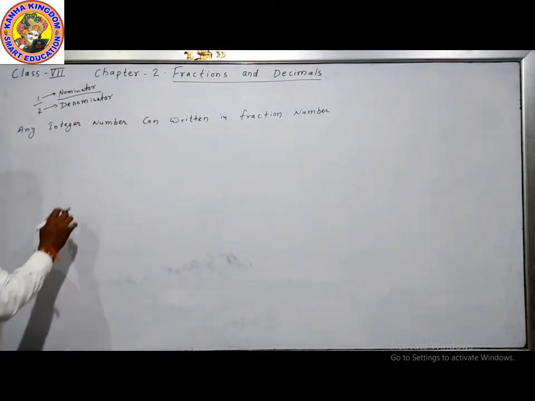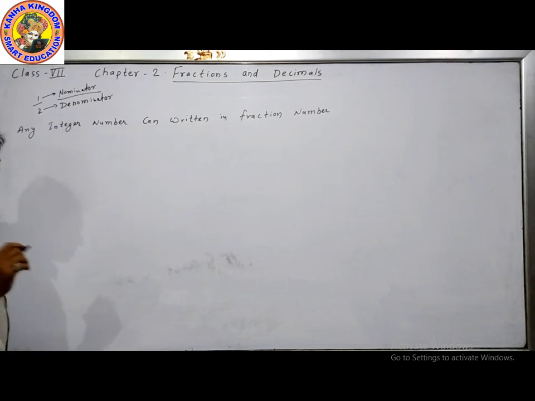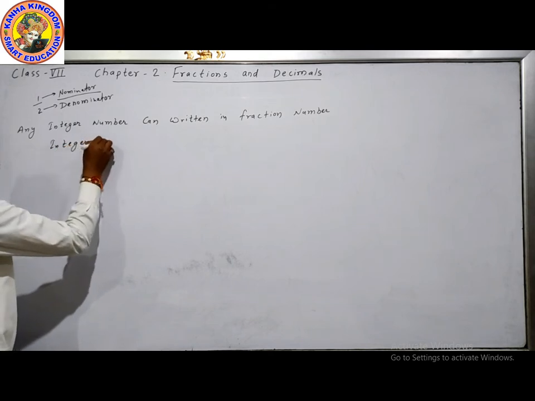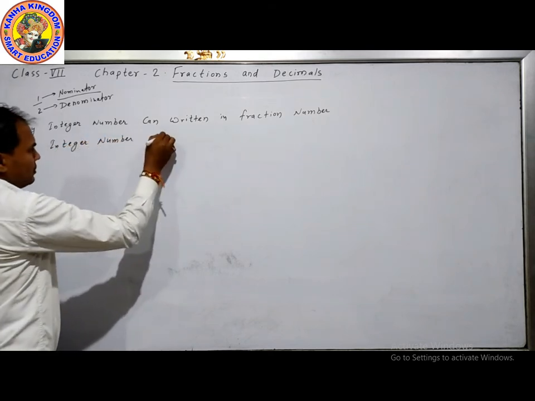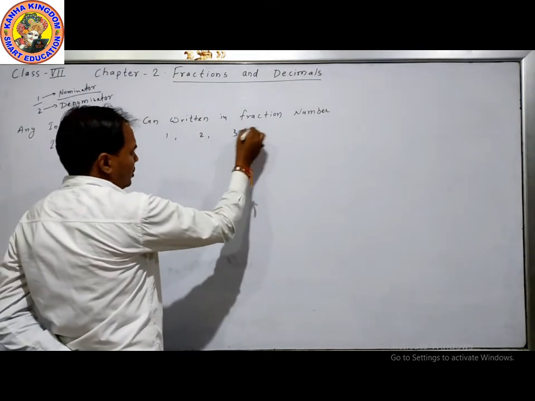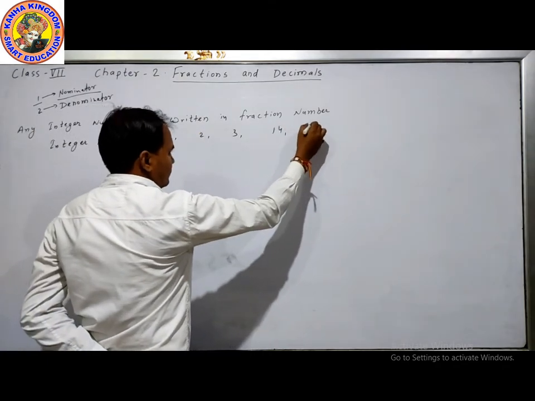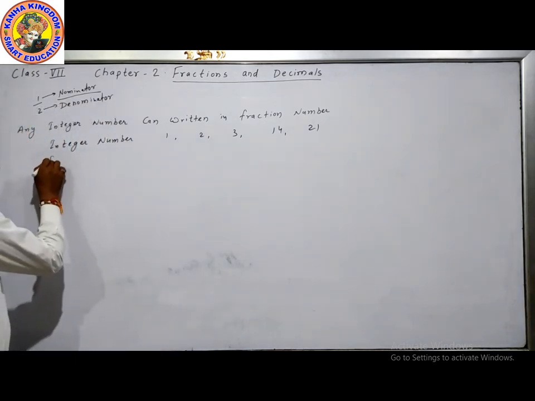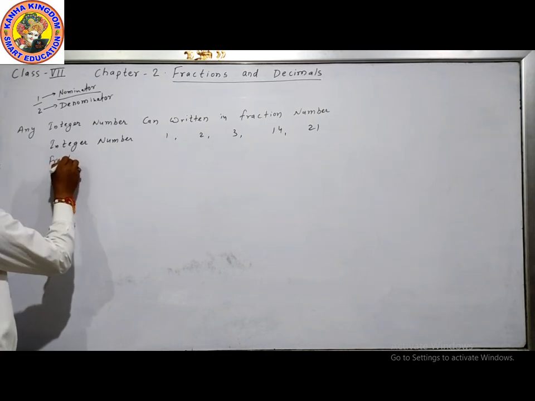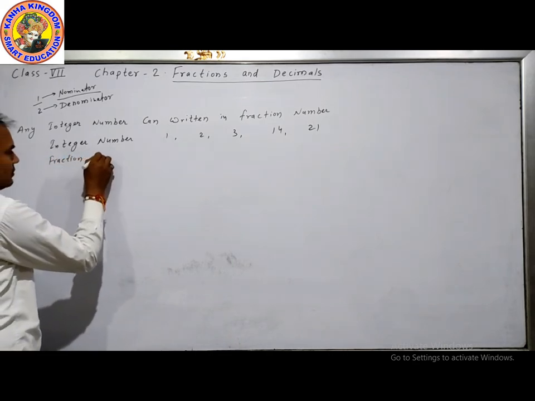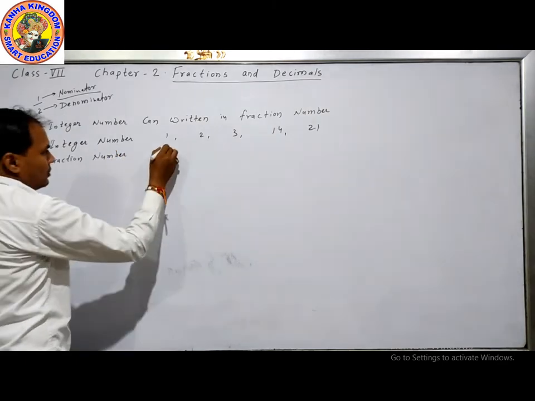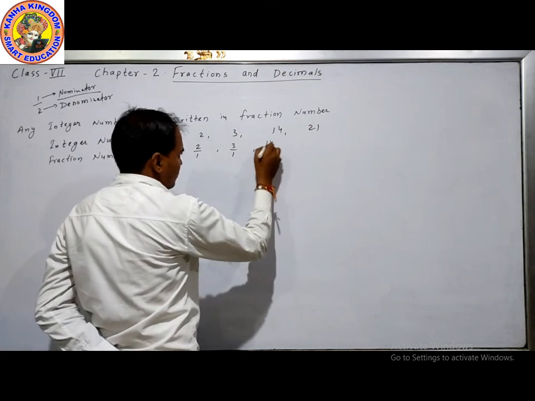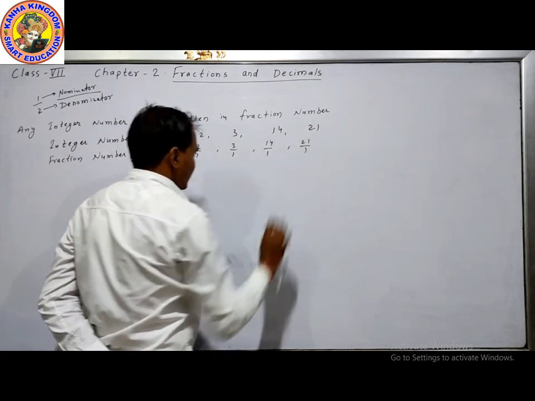Integer number, or we can say whole number, integer number is 1, 2, 3, 14, 21, etc. And now we write down the fraction number of these numbers: 1 by 1, 2 by 1, 3 by 1, 14 by 1, 21 by 1.